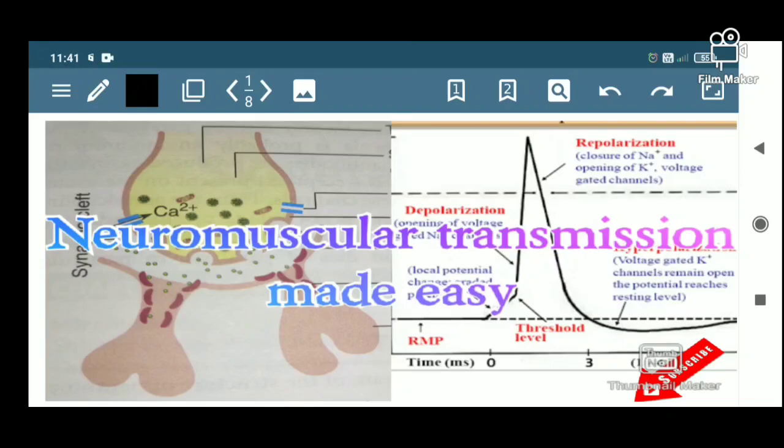So now I am explaining neuromuscular transmission, which is a very important essay question for both BDS and MBBS students. So let's get into the topic.